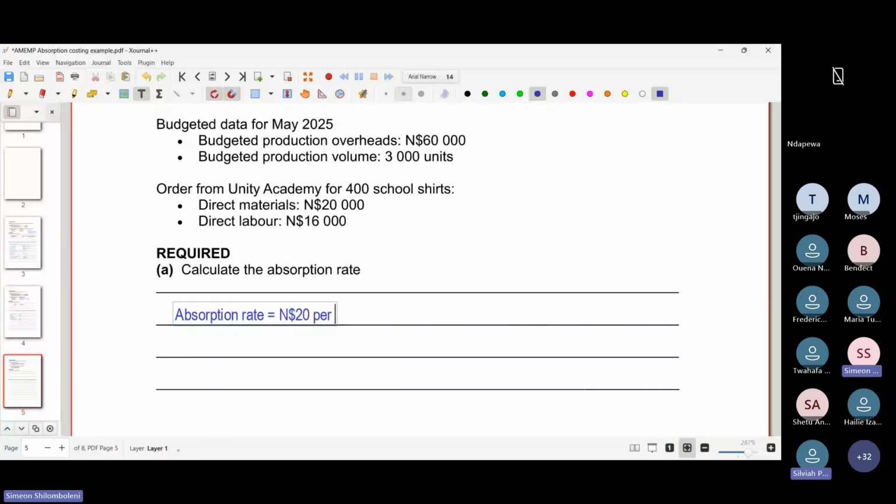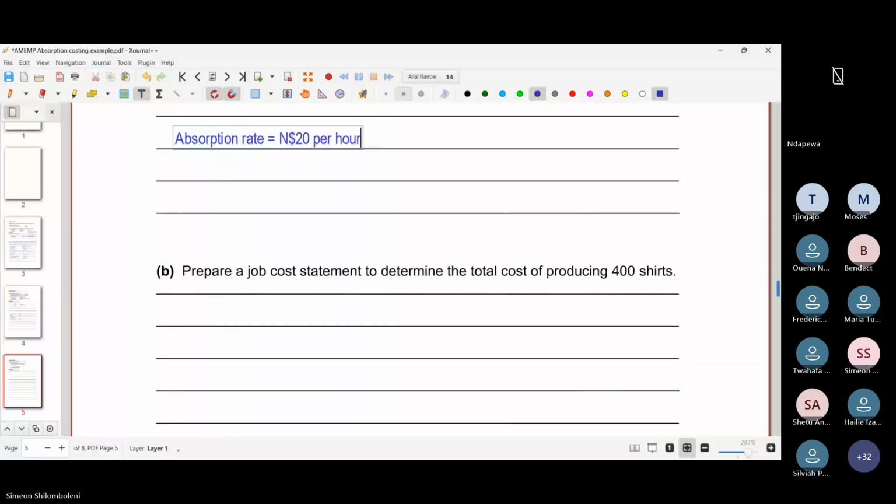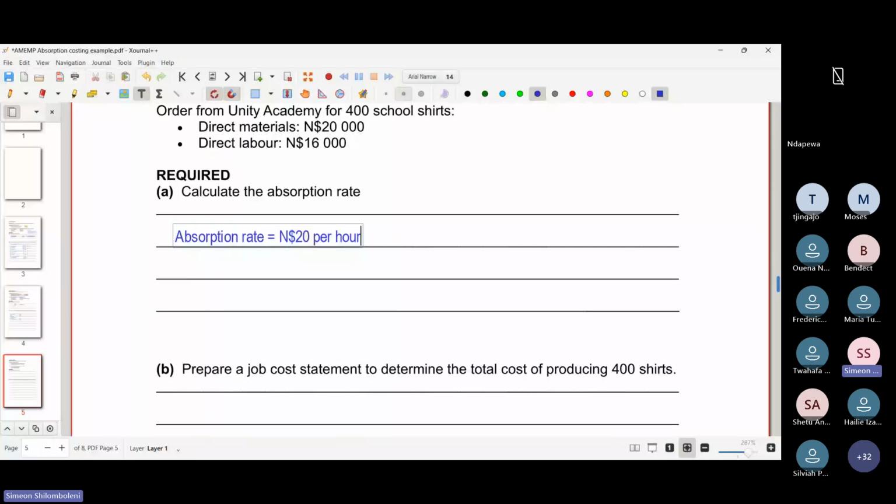Okay, the people that didn't do it at school, are you following? Do you understand? Yes, sir. I'm happy to hear that. Now we are going to do the job cost statement. I'll just put the information there. Quickly, 2 minutes, job cost statement.